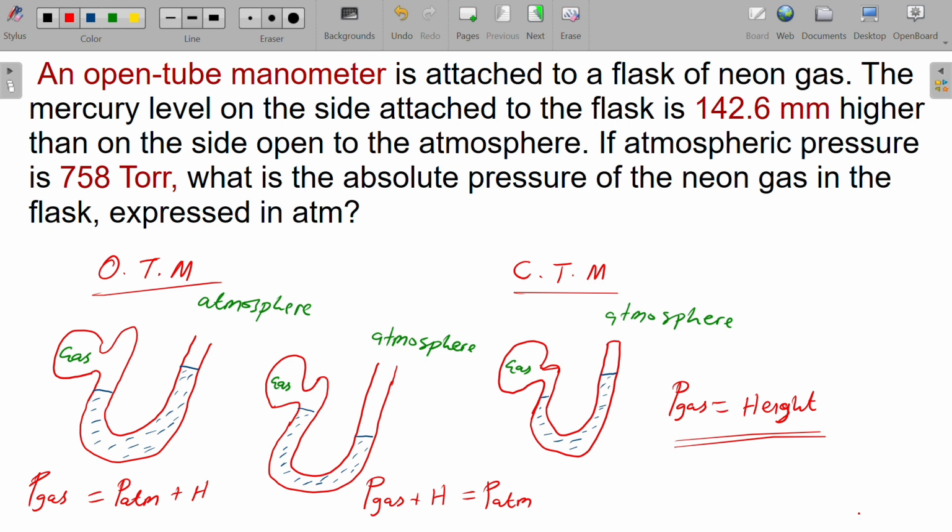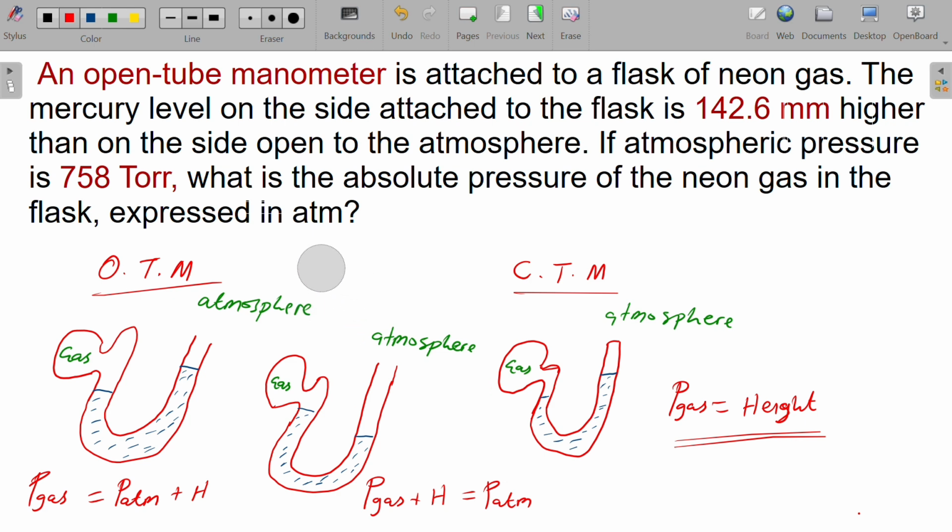All right, so let's look at what we have here in our question. The question is saying an open tube manometer is attached to the flask of neon gas. The mercury level on the side attached to the flask is 142.6 millimeters higher. So the side attached to the flask, is this side here, is higher, 142.6 millimeters higher than on the side open to the atmosphere. So we are told it's higher here than on the side open to the atmosphere.